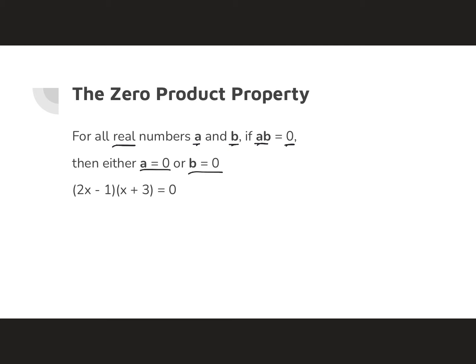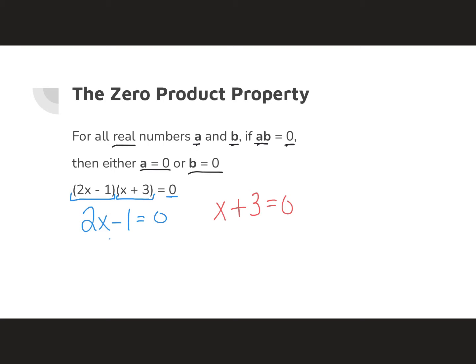So we can use the zero product property to say, well, if 2x minus 1 times x plus 3 equals 0, that means either 2x minus 1 equals 0, or x plus 3 equals 0. And we can solve each of these equations to find out what value of x makes them true.